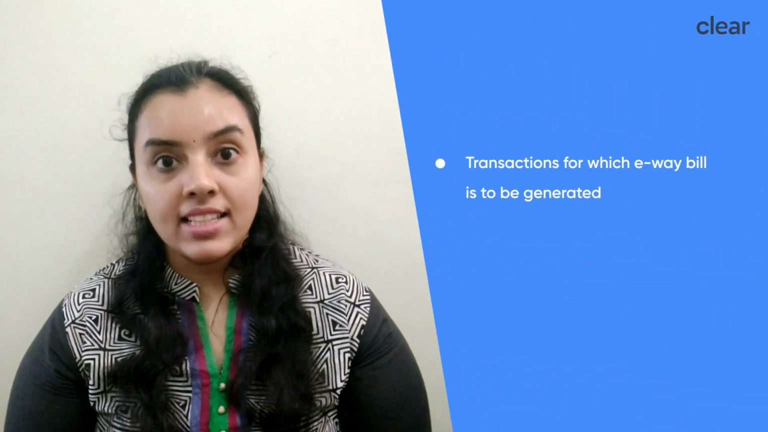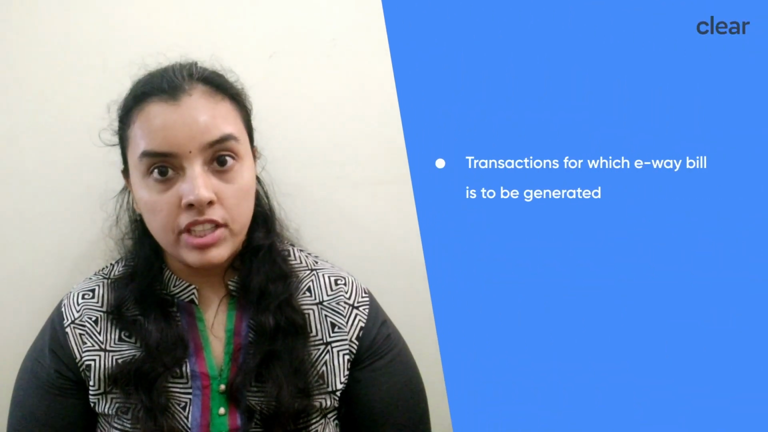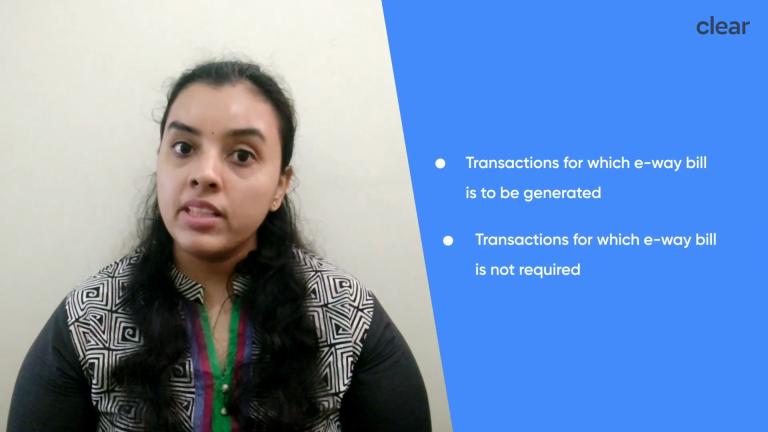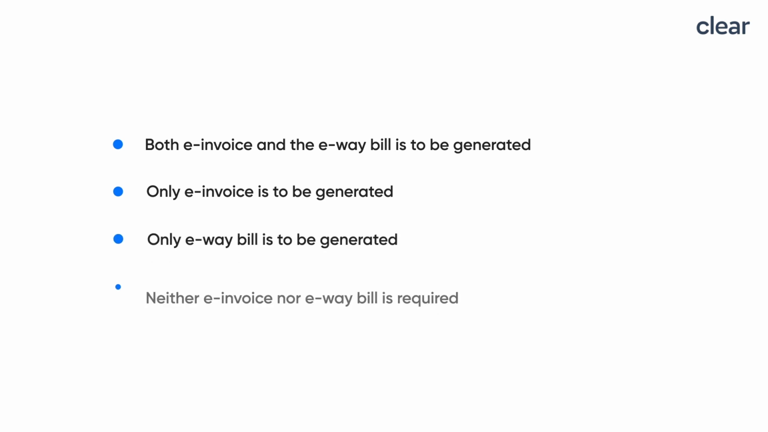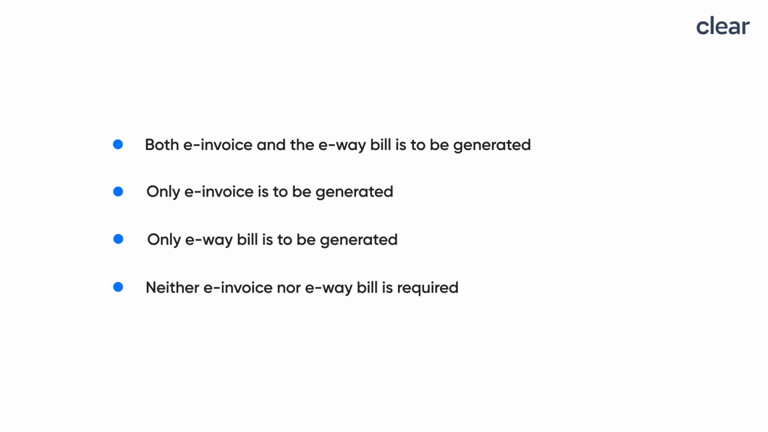Actually, before e-invoicing, the taxpayers were required to segregate the transactions based on the e-way bill requirement, such as transactions for which e-way bill is to be generated, and transactions for which e-way bill is not required. However, after the introduction of e-invoicing, segregation became a tedious process and led to segregation such as transactions for which both e-invoice and e-way bill are to be generated, only e-invoice is to be generated, only e-way bill is to be generated, and neither e-invoice nor e-way bill is required.